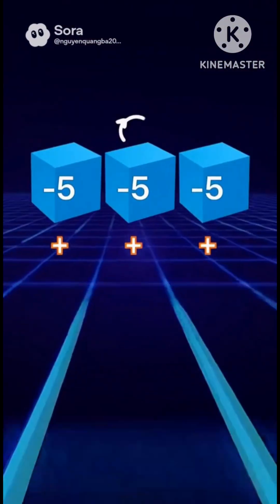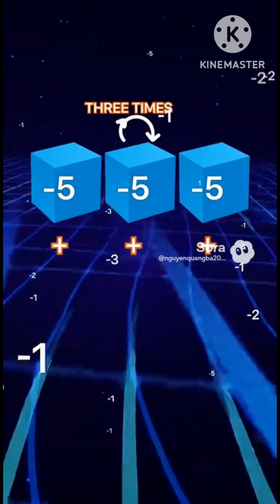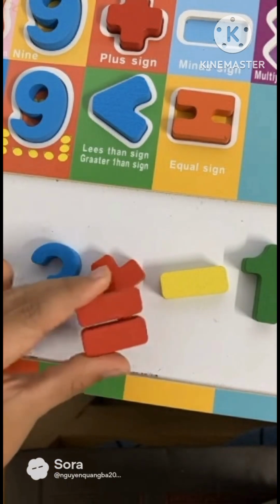How can you add 3 times negative 5? Think of multiplication as repeated addition. Negative 5 added 3 times is negative 5 plus negative 5 plus negative 5. Stack them together. Here we have 3 times negative 1.